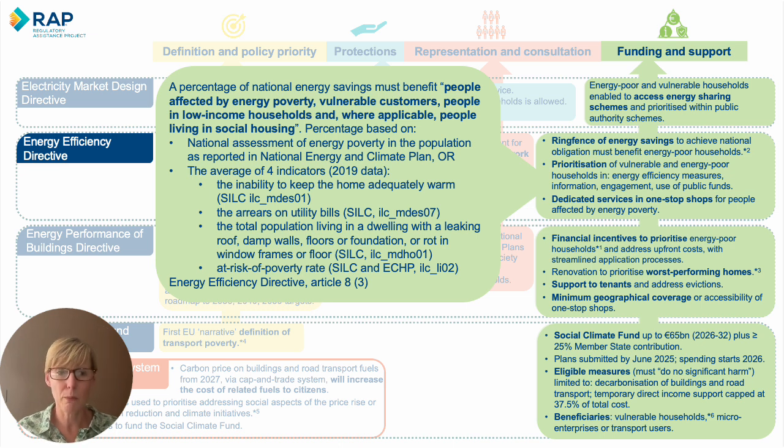How big the proportion is depends entirely on the country, and the aim is for the proportion of the benefit to be in line with the assessment of energy poverty in the population. So if that's in the NECP, then member states can rely on that number. But if not, and to be honest, they usually aren't, there is a backup calculation provided using four common EU indicators.